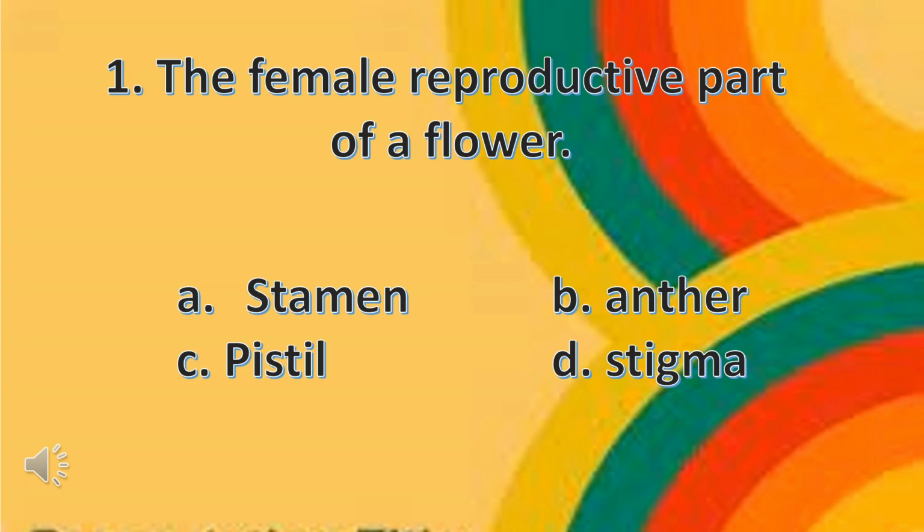This time, let us check your understanding of the parts of the flowering plants and their functions. Read the question carefully. Choose the letter of the correct answer. You're given 5 seconds to answer each question and write it in your answer sheet. Are you ready? Question number 1. The female reproductive part of a flower. A. Stamen. B. Anther. C. Pistil. D. Stigma.